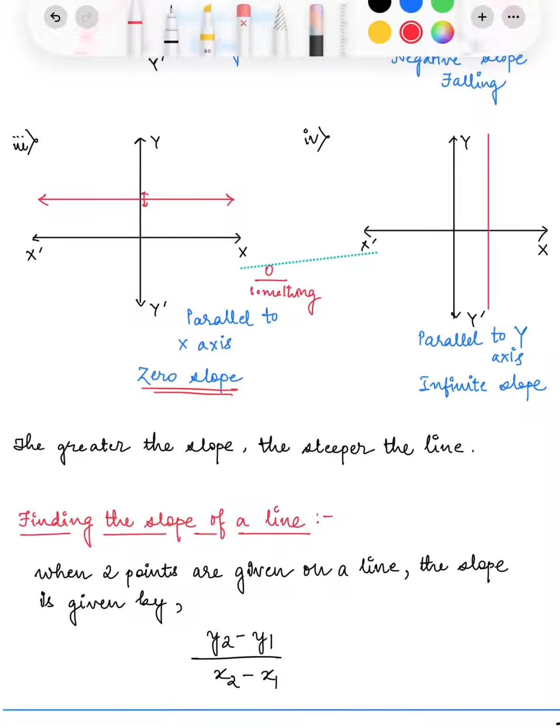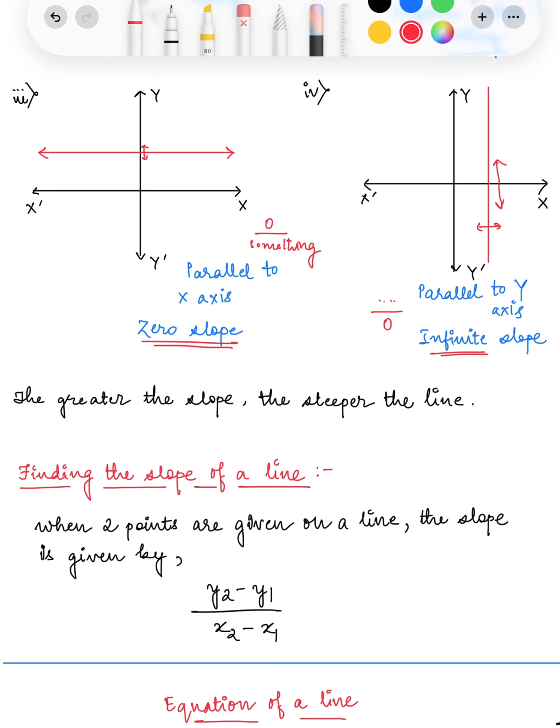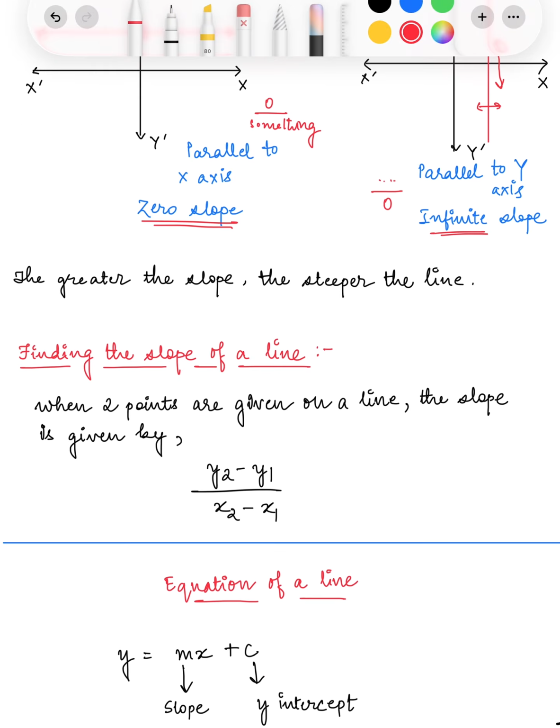Now similarly, if it is parallel to the y-axis, we have an infinite change over the y-axis. But is there any change in the x-axis? No. So basically we are dividing something by 0, which is not possible. So this has an infinite slope. The final takeaway from here is that the greater the slope of the line, the steeper is our line.